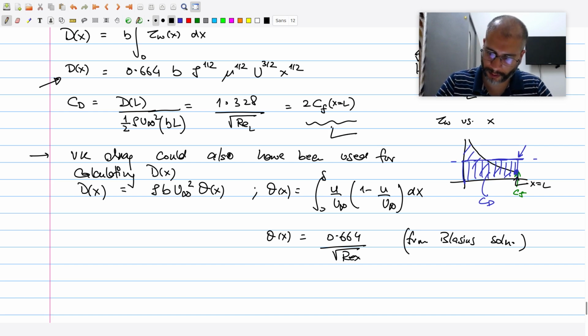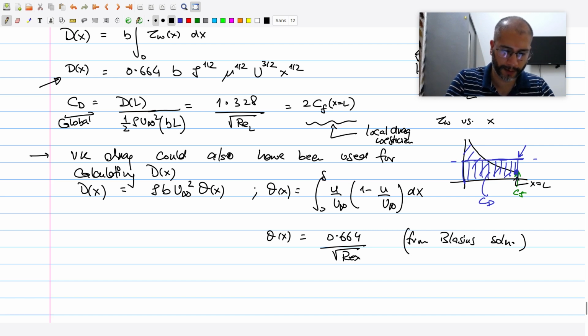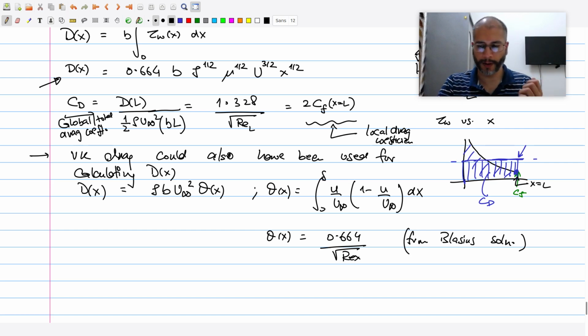So this CF is called the local drag coefficient, the friction coefficient or the local drag coefficient, and that's called sometimes the global drag or the total drag coefficient. Okay, so if you hear the word local drag coefficient, then that is nothing but the value CF, the skin friction coefficient.